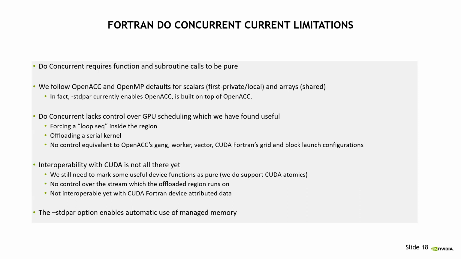We follow OpenACC and OpenMP defaults for scalars. So scalars are firstprivate, local, and arrays are shared by default. I'm not sure, I have trouble reading the Fortran spec to know whether that is in line with the Fortran spec or not. In fact, standard par currently enables OpenACC. It's built on top of OpenACC. So we share a lot of the runtime and analysis in our compiler across all the models.